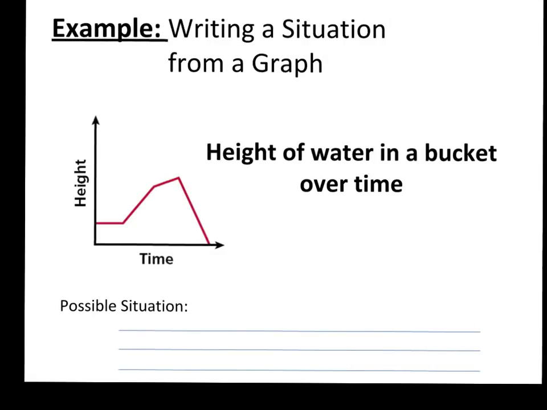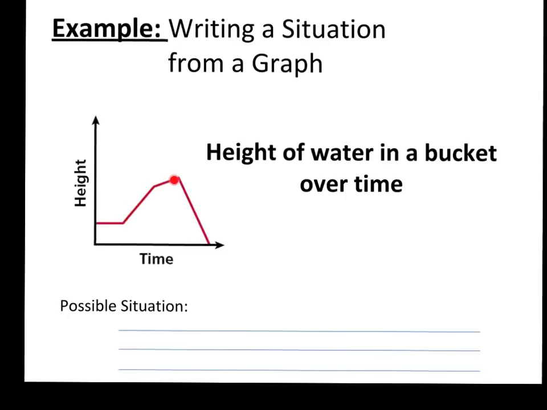Okay, another example is the height of water in a bucket. So if you look at where we start, we're starting with some height. So the bucket already has a little bit of water in it. And that is going to remain constant for a short period of time. And then you'll notice that the graph starts increasing at a constant rate. So somebody starts filling that bucket with water. Maybe they crank on that hose and now it's really filling fast.